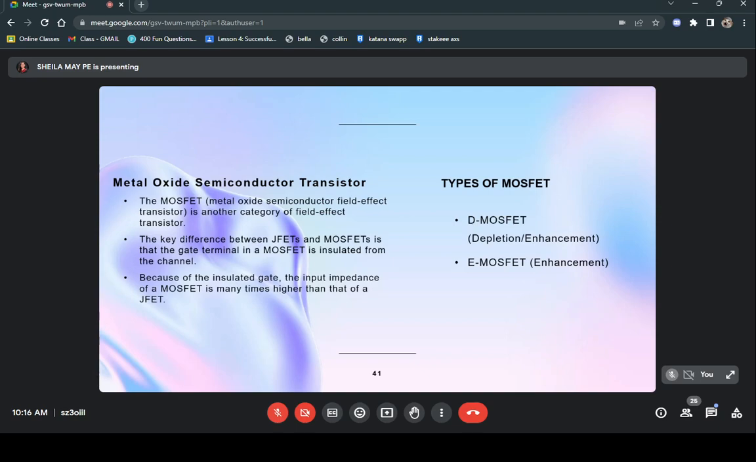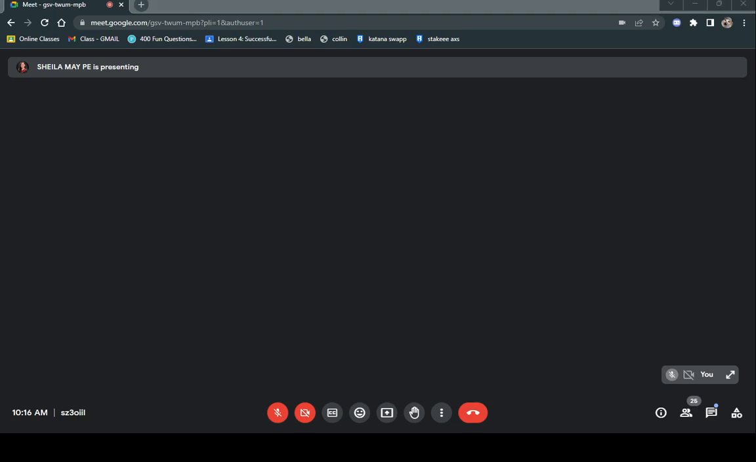The key difference between JFET and MOSFET is that the gate terminal in a MOSFET is insulated from the channel, which I will be elaborating later. Because of the insulated gate, the input impedance of a MOSFET is many times higher than that of a JFET. And we have two types of MOSFET, the D MOSFET and the E MOSFET.